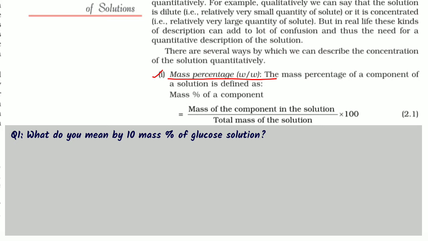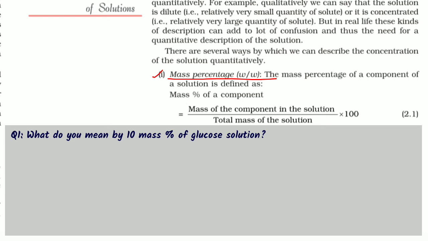If you read this question, what do you mean by 10 mass percentage of glucose solution, that means here the glucose solution is prepared in, where only the solute is given, and the solute is glucose. It is prepared in water. If they do not mention the solvent, then you have to consider the solvent as water. Also we already know that glucose solutions are prepared only in water.